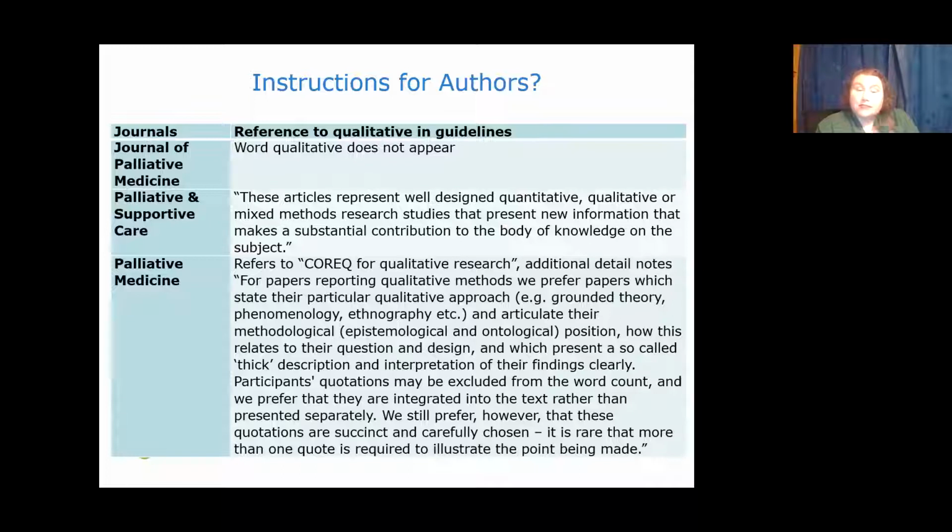I think it's interesting that they exclude participants' quotations from the word count, and they very clearly indicated that they want them integrated into the text. And this will vary from journal to journal. So I think Palliative Medicine is very explicit in what it looks for, whereas other journals either don't mention qualitative or don't articulate what those expectations are.